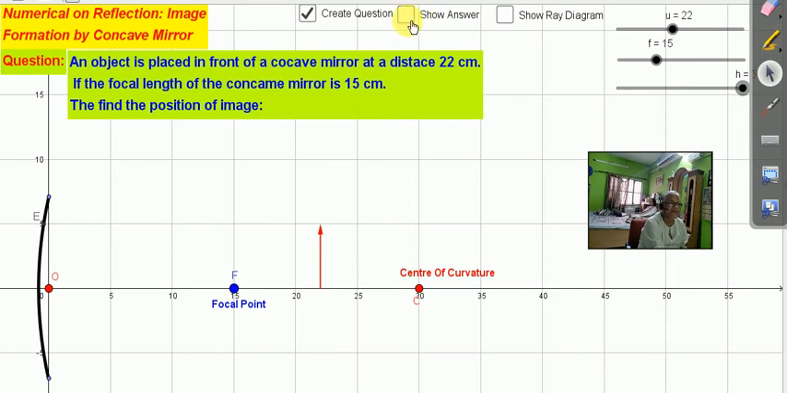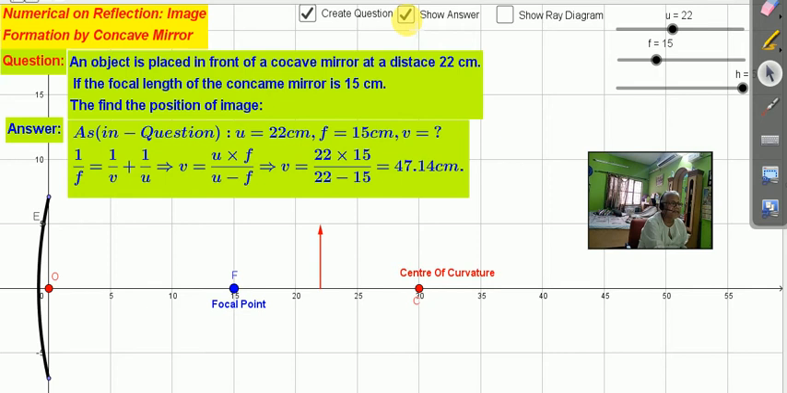So first see your statement and answer, what I mentioned here. As you see in the question, u, the object distance, is 22 centimeter. Basically it is plus, because the object is in front of the mirror, on the right hand side, and we are following the Cartesian sign convention. According to that, it is positive. Focal length is also positive.